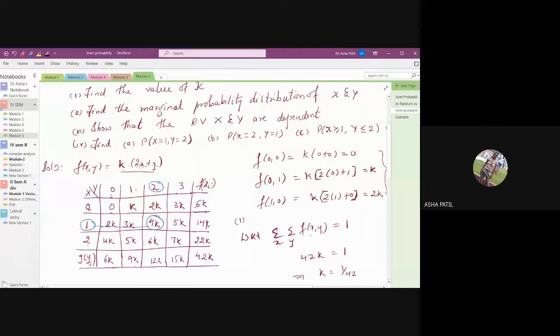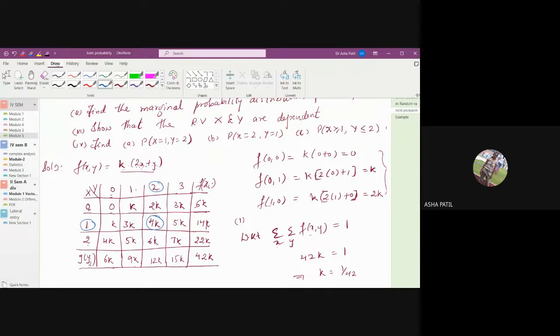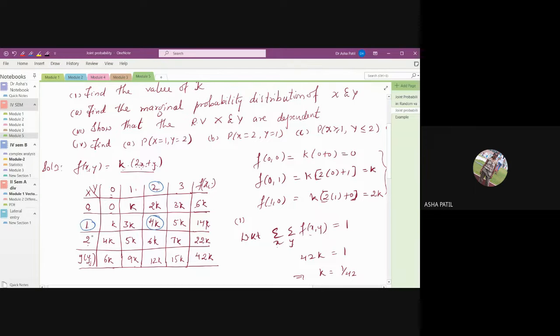Okay. Then next one, x is 2, y is 1. How much is the value? It is 5 by 42. Yes. X is 2, y is 1, 5 by 42. This value. 5 by 42. Next one.